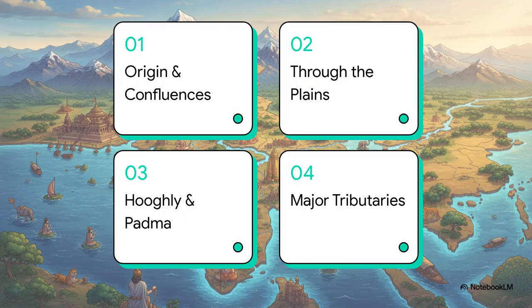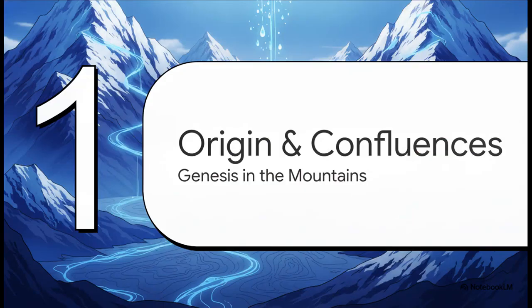Think of this as our flight itinerary for today. First, we'll check out the origin and the 5 confluences. Second, we track the long journey through the plains. Third, we hit the Hooghly, Padma, and the Sundarbans. And finally, we'll map out the major tributaries of the Ganga. All right, Section 1, the origin and the 5 confluences, or the genesis in the mountains.